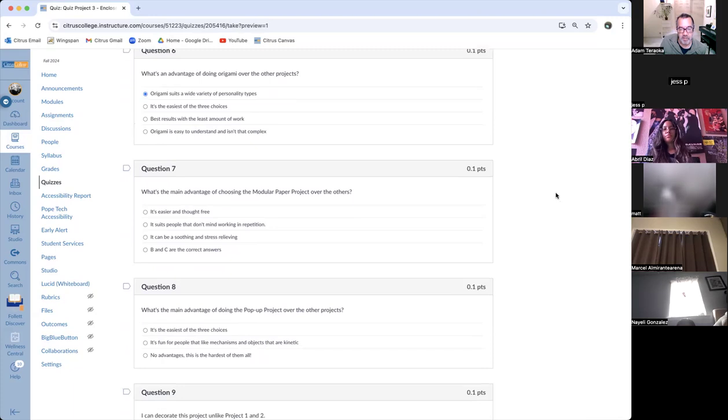What's the main advantage of choosing the modular paper project over the others? It's easier and thought-free. No. It suits people that don't mind working in repetition. That's true. It can be soothing and stress relieving. Oh, that's also true. All right, B and C are the correct answers.